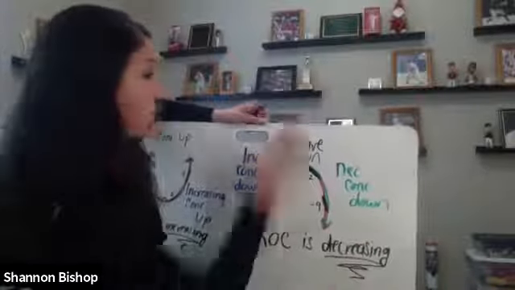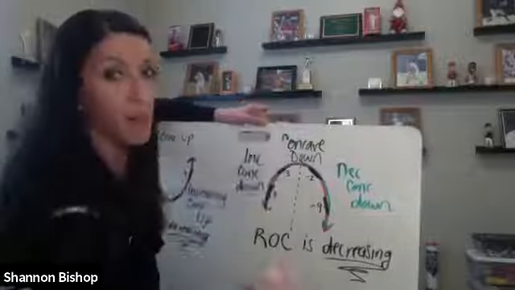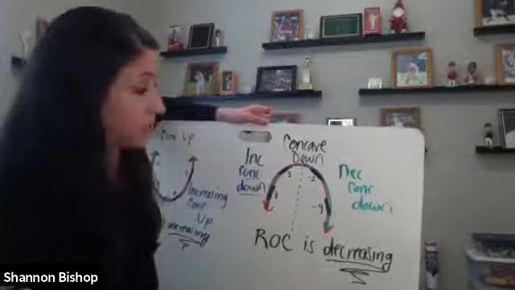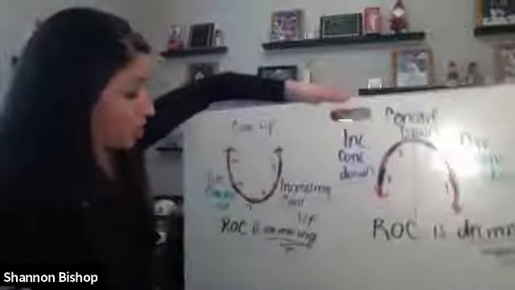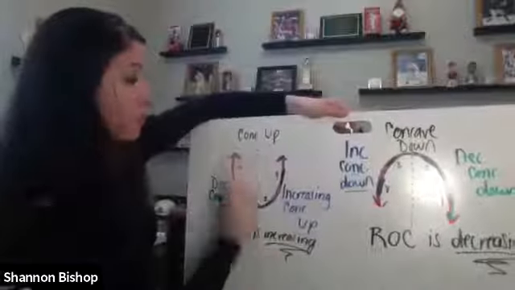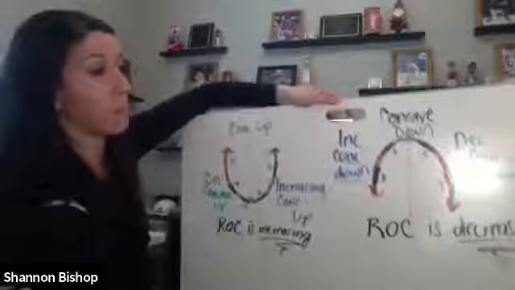Decreasing. When your rates of change are decreasing, that's when you're in a concave down situation. If the rates of change are increasing, that's how you know you're in a concave up situation.